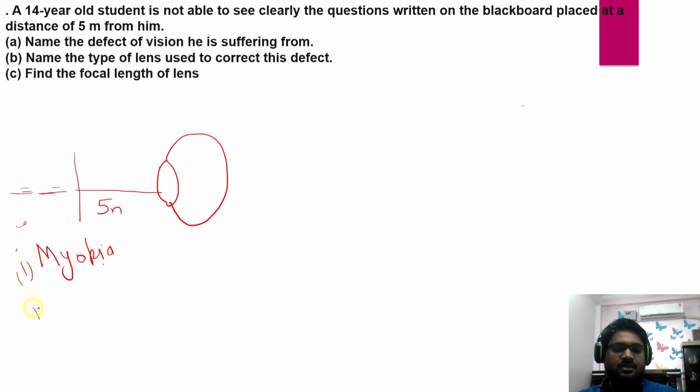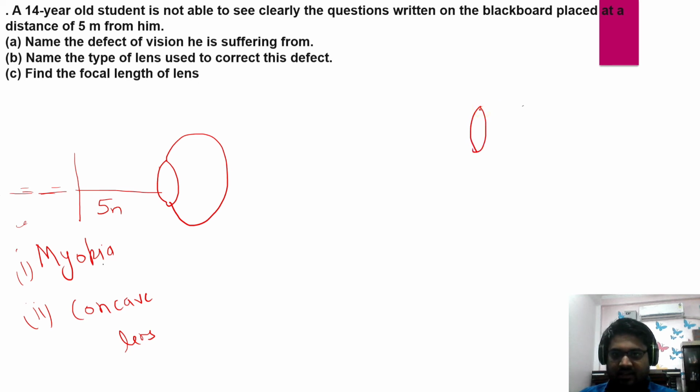So from this discussion we know that myopia can be corrected by using a concave lens. So the lens that we use here is a concave lens. Now the last part of the question is the most important part, and here they ask to find the focal length of the lens.